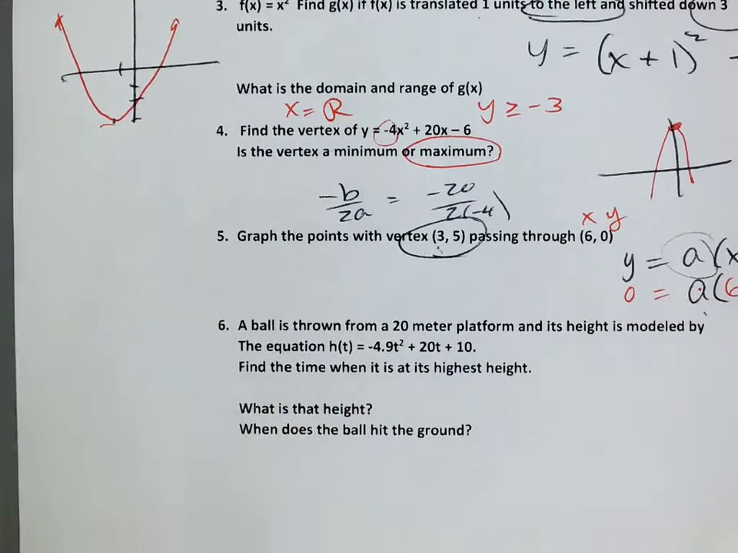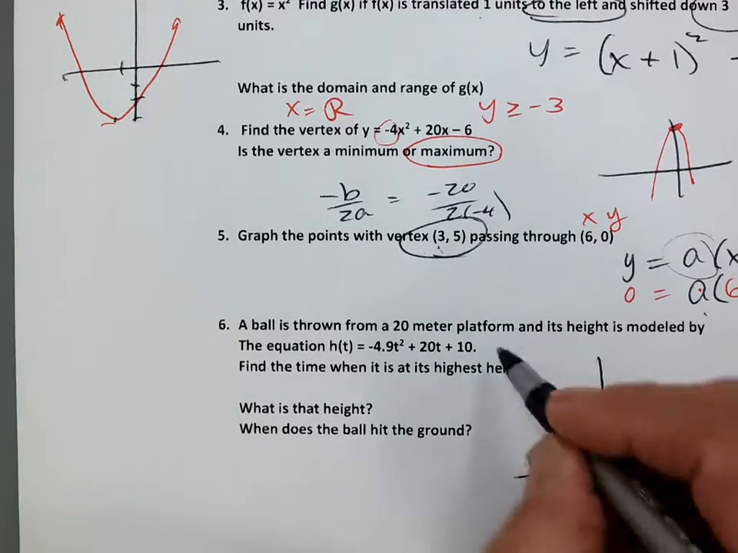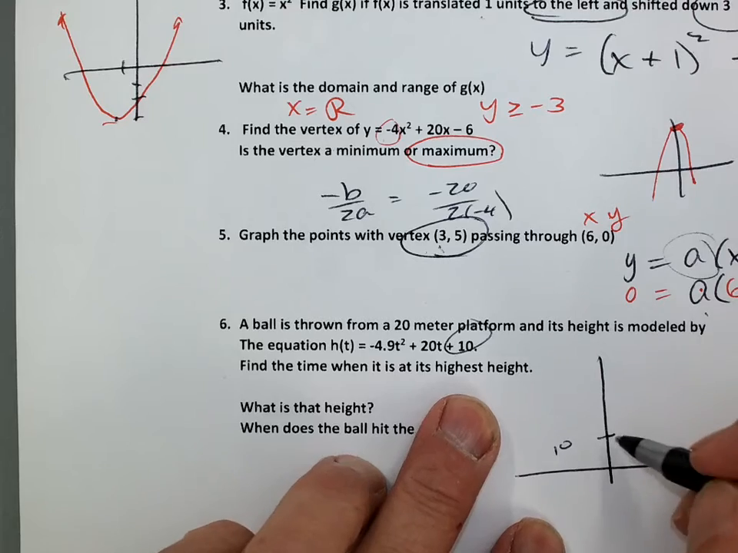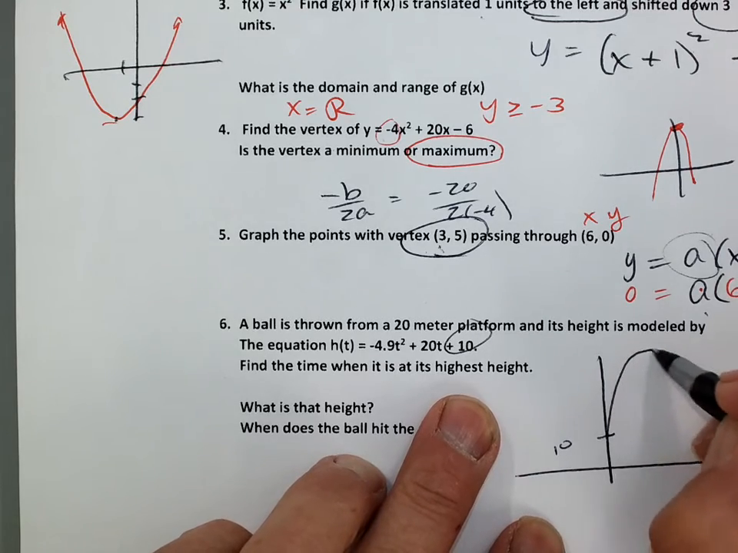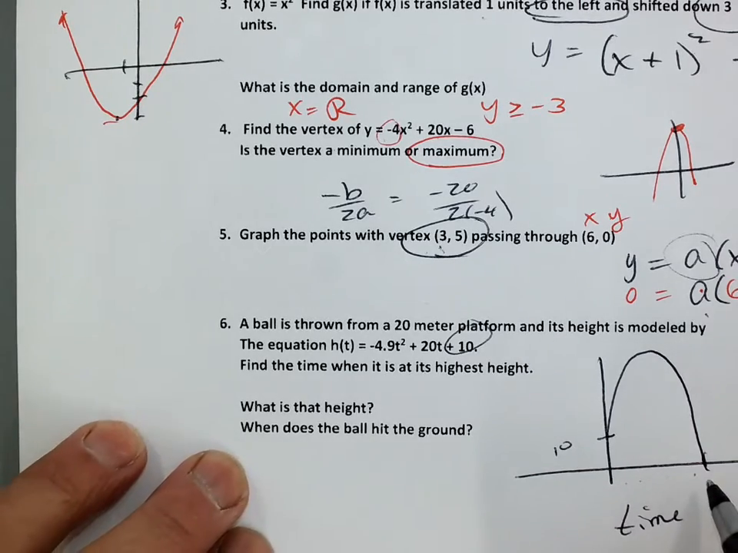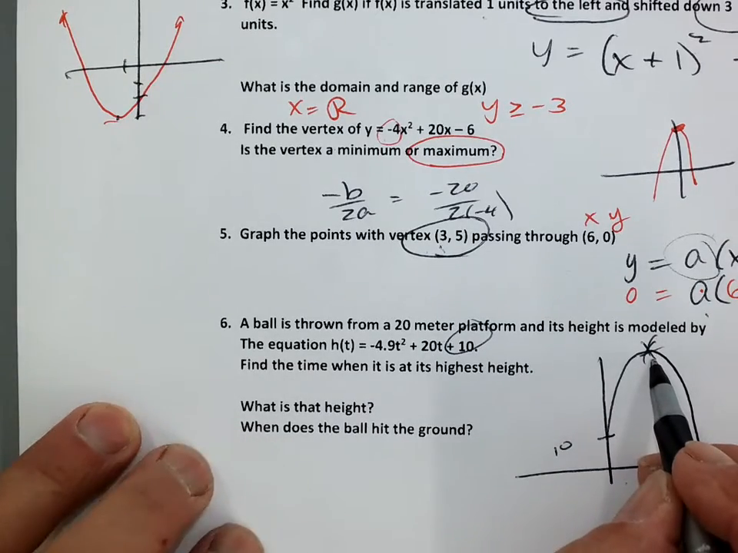Okay, number 6. I would just probably use Desmos on this one. I know you're going to start at a height of 10. You start at a height of 10. And the ball is going to go up and land. When it hits, this is time. This is in terms of seconds. Highest height, you could use negative b over 2a. That works. You could also use Desmos to get this.